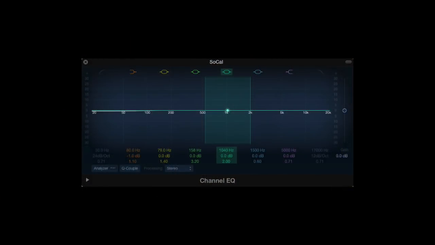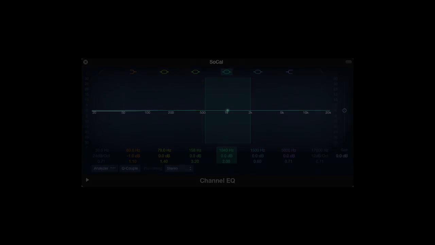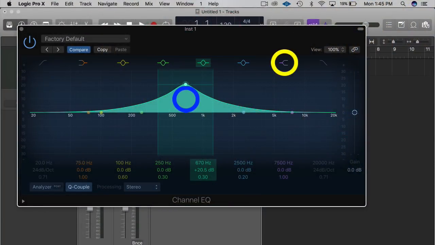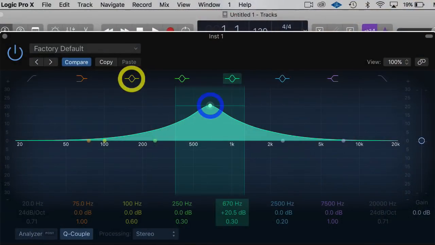Okay, so what type of plugin is this? Which of these two options is the bandwidth? Which of these two options is the target frequency? In a parametric EQ, where can the target frequency be found? Where else can the target frequency be found?